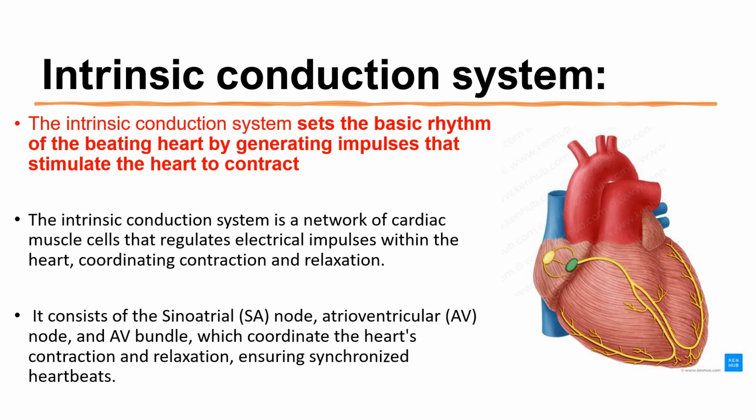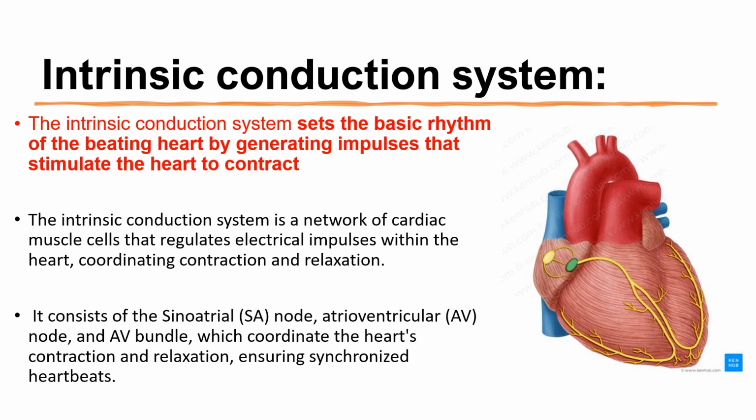Now, the intrinsic conduction system, also known as the cardiac conduction system, is a specialized network of cardiac muscle cells that are responsible for initiating and coordinating the contraction of the heart. This system consists of several components, but the major components are the sinoatrial node, which is located in the upper right atrium. In this region here, this is the sinoatrial node, and this is the atrioventricular node. So this system consists of several components, including the sinoatrial node, the atrioventricular node, and the muscle fibers.